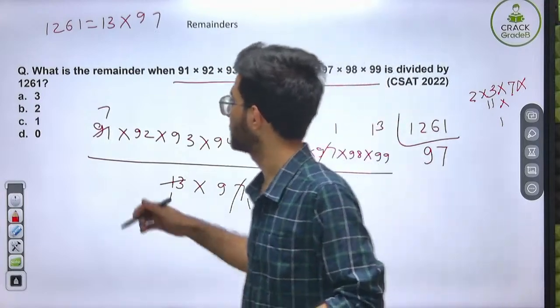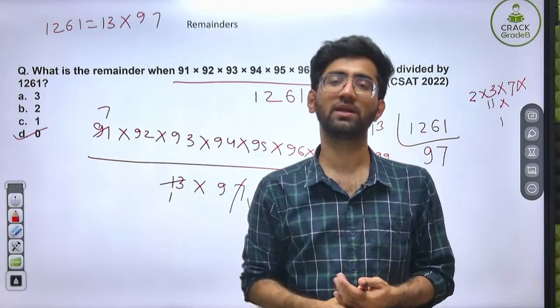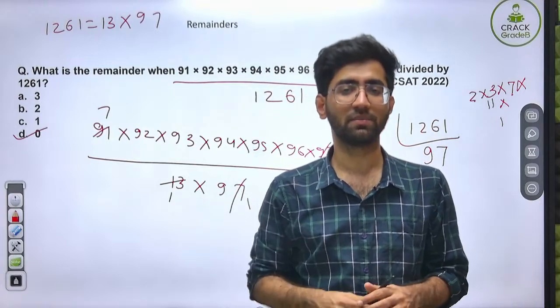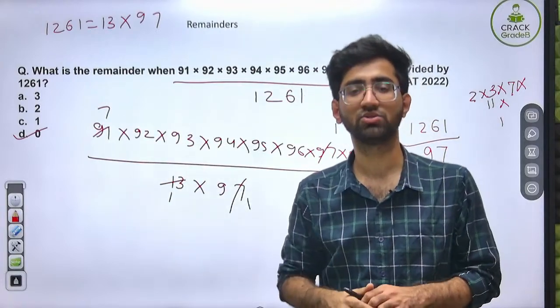If this number is perfectly divisible by 1261, what will be the remainder? The remainder will be equal to 0. How did we find that 1261 is equal to 13 into 97?